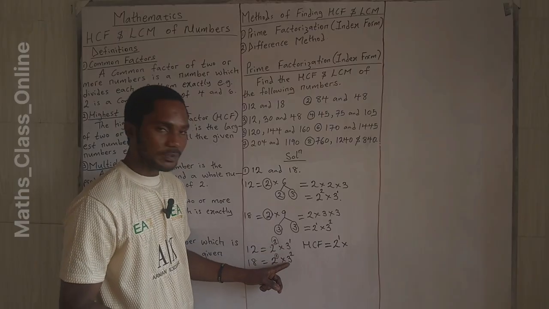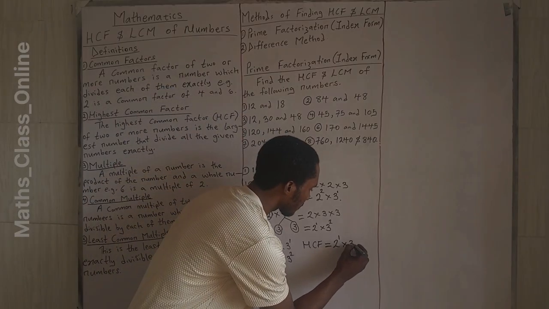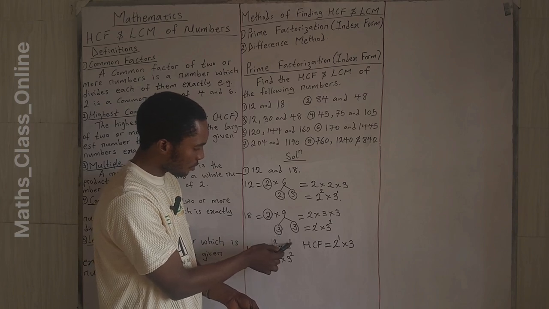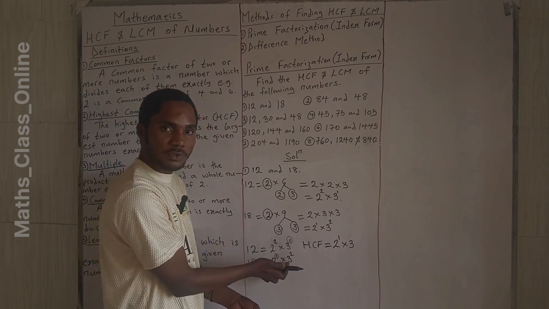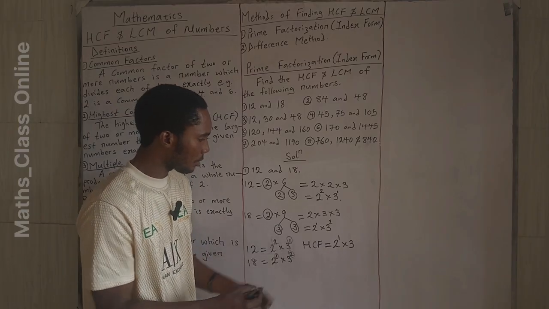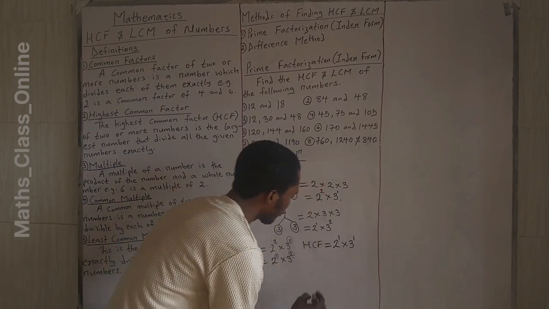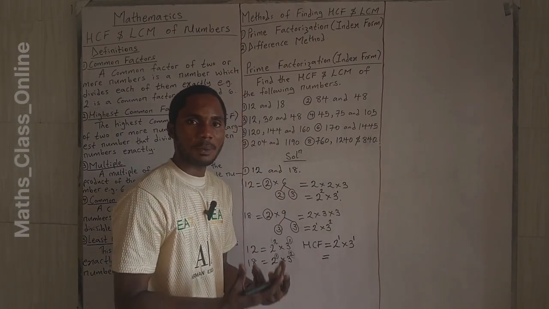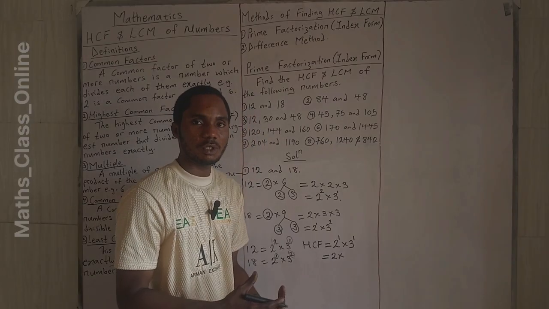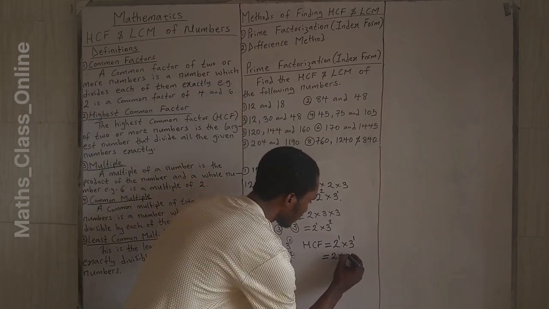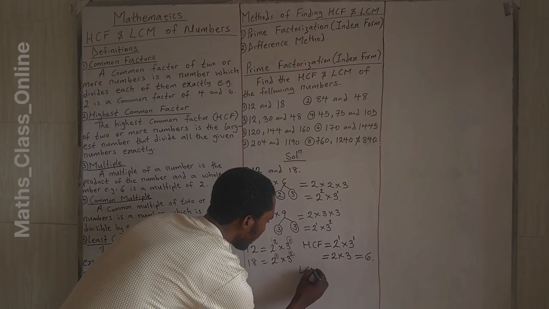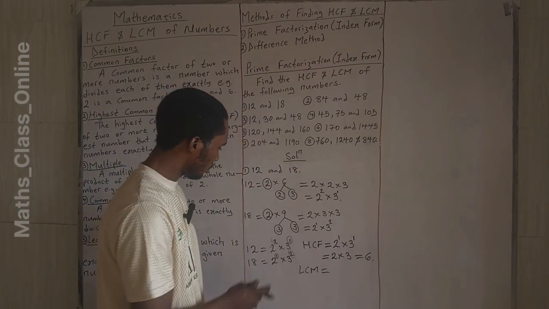We have 3 here. We also have 3 here. So we are going to have 3. What is the power of 3 for 12? The power of 3 here is 1. The power of 3 here is 2. Between 1 and 2, which one is the lowest? It is 1. This is equal to 2 raised to the power of 1, which is the same thing as 2, times 3 raised to the power of 1, which is the same thing as 3. Equals 6.